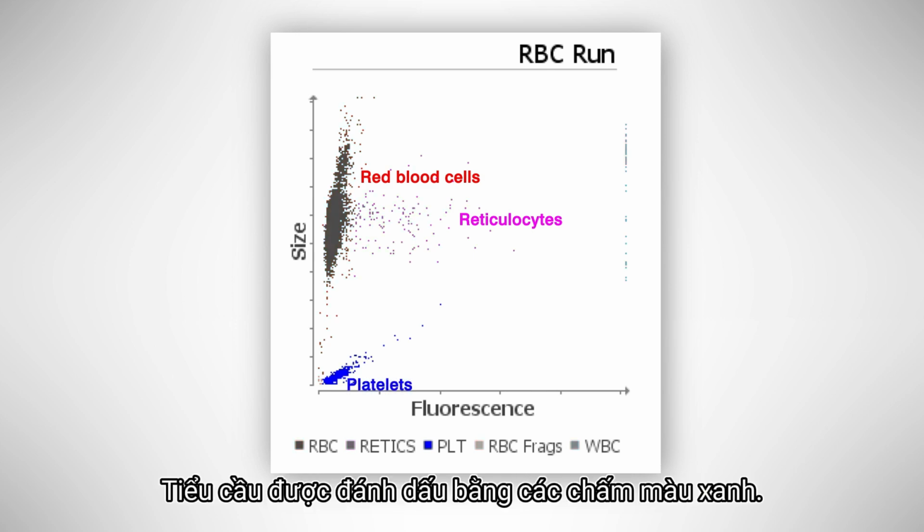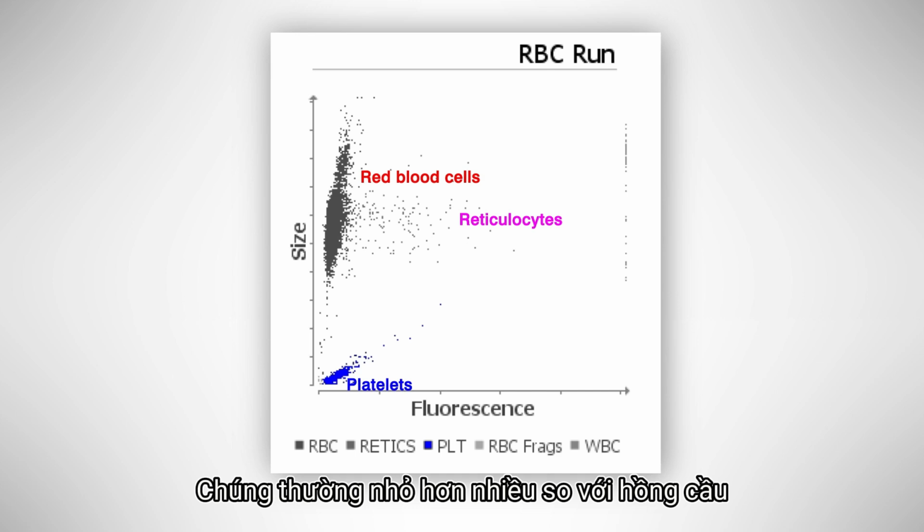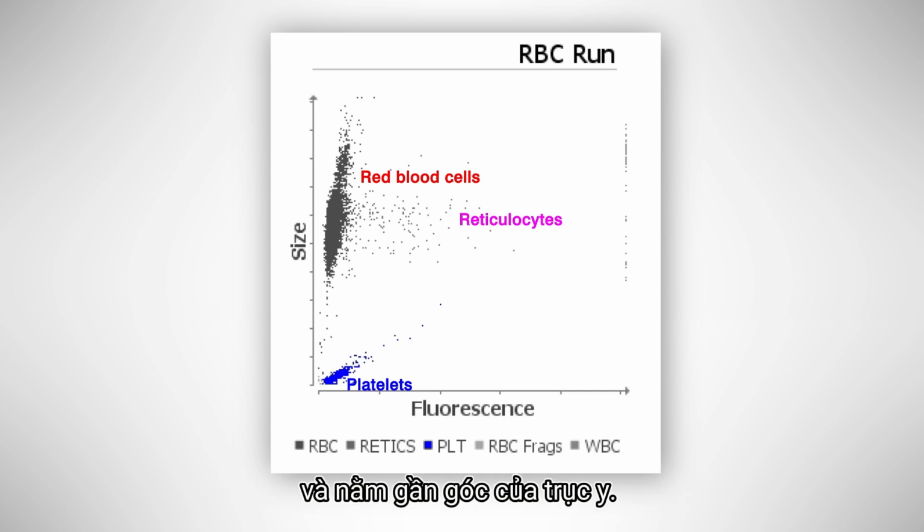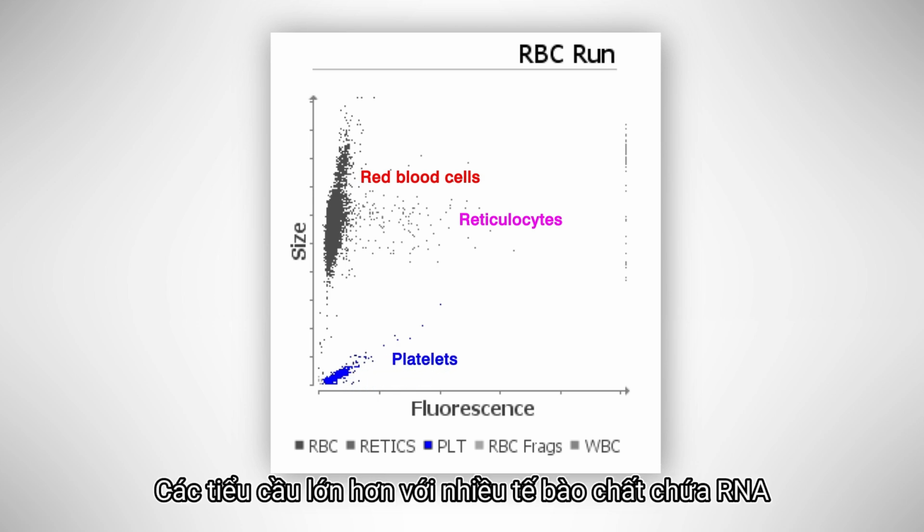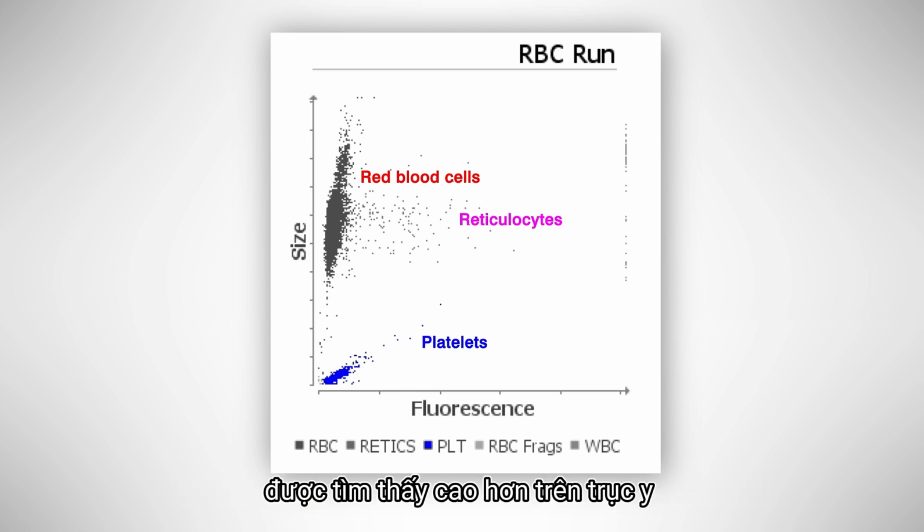Platelets are marked as blue dots. These are typically much smaller than the red blood cells and are located near the bottom of the y-axis. Larger platelets with more cytoplasm containing RNA are found higher on the y-axis and further to the right on the x-axis.